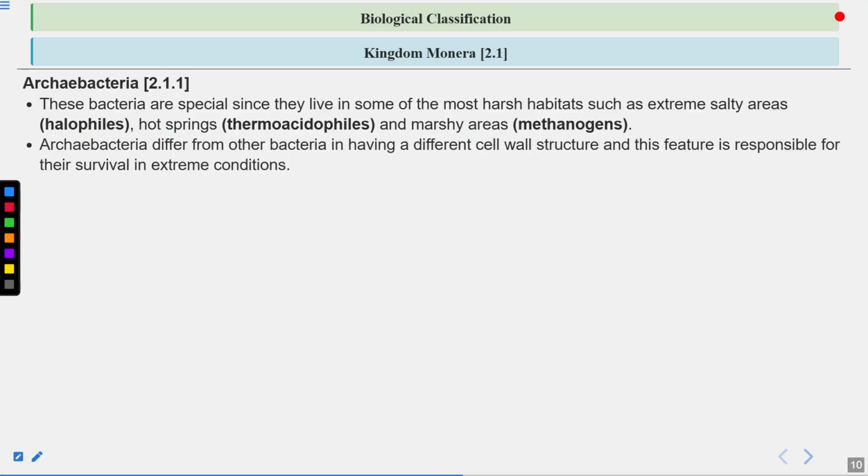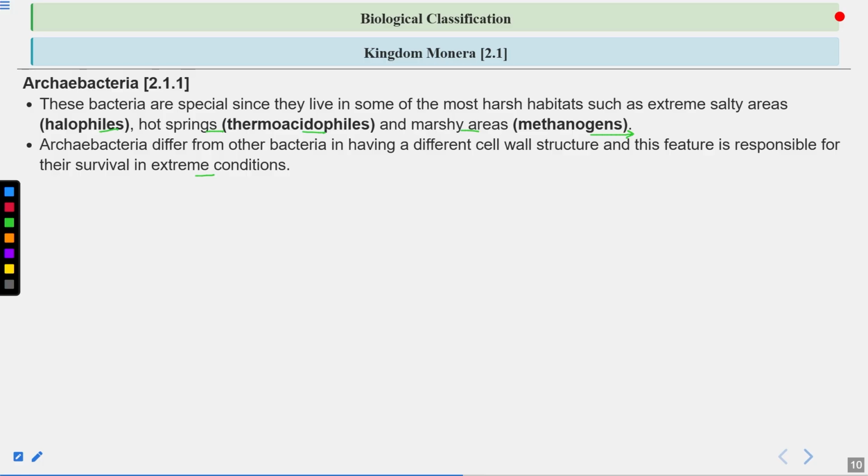Now, archaebacteria differ from other bacteria in having a different cell wall structure, and this feature is responsible for their survival in the extreme conditions. So, what were the extreme conditions? High saline condition, hot springs, and then marshy areas. Clear? The bacteria which live in hot spring, they are known as thermoacidophiles. And methanogens, they have the capacity to produce methane gas.